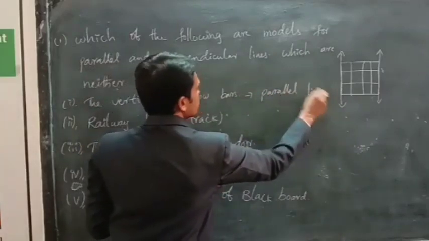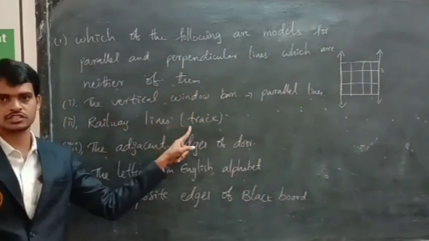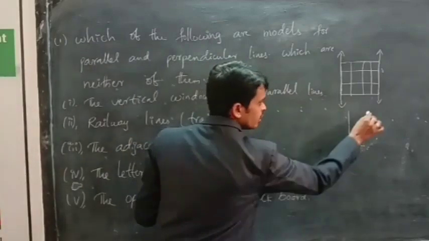Next, second one, railway lines, nothing but tracks. Look at the picture of this.